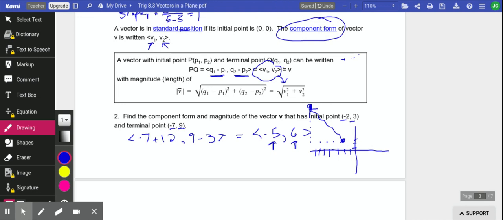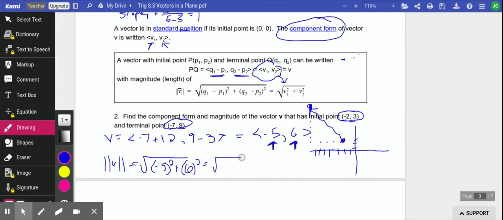Now, if we want to find the magnitude of vector v, we could use the distance formula on these two points, just like we did before, or we could just use this, because this is already x minus x and y minus y. So we can just take x minus x and square it, and y minus y and square it. And so we get 25 plus 36, which is the square root of 61. Okay, so that is a shortcut for finding the magnitude. We'll talk more about vectors in the next video.